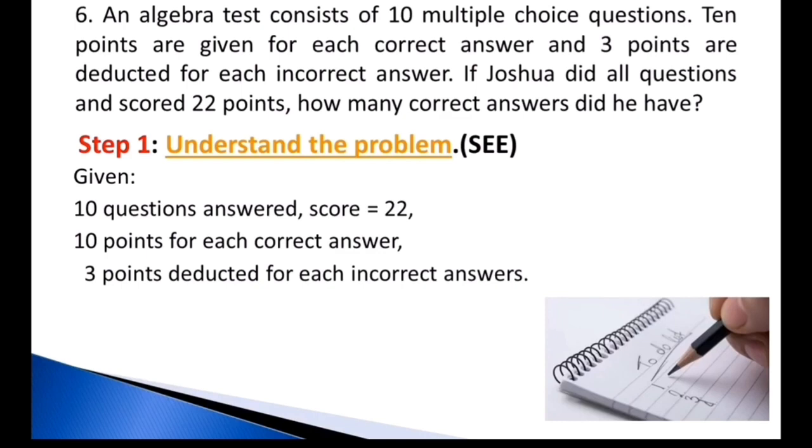So as you can see, you're going to answer all the items, which is 10 questions. And right after everything, the score that you must have is 22, considering that for every correct answer, that is 10 points, an incorrect answer will be deducted from that score, which is 3 points. So here, what is required? Of course, the number of correct answers. If we're able to know the number of correct answers, we can also solve the number of incorrect answers for us to have a score of 22.